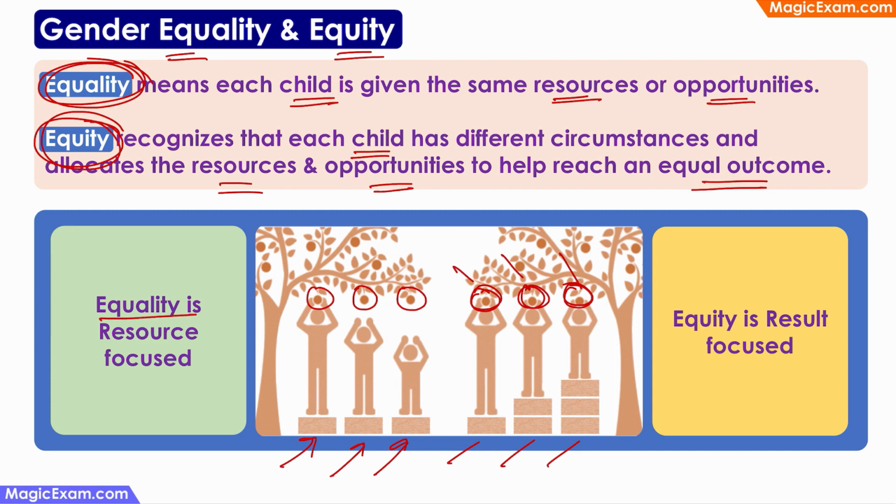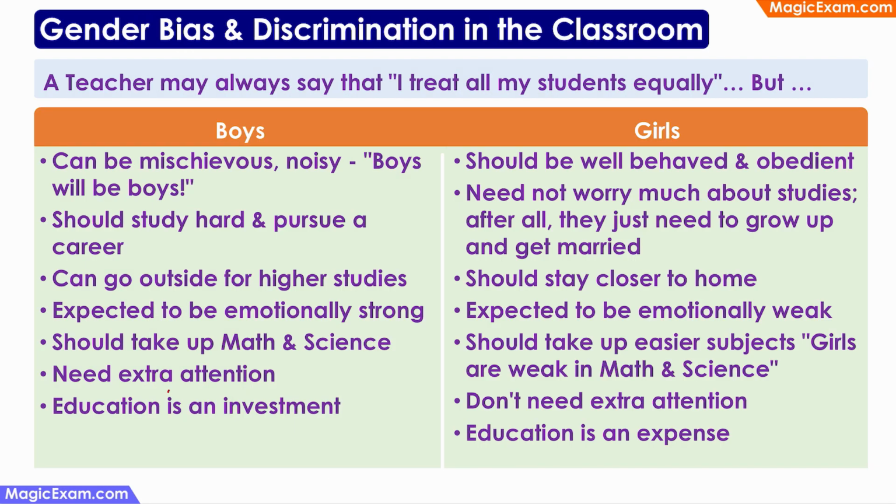So equality is resource focused and equity is result focused. Now let us look at some examples of how gender bias or gender discrimination can exist in the classroom. A teacher may always say that I treat all my students equally, but there may be a difference in how the teacher is treating boys versus treating girls.